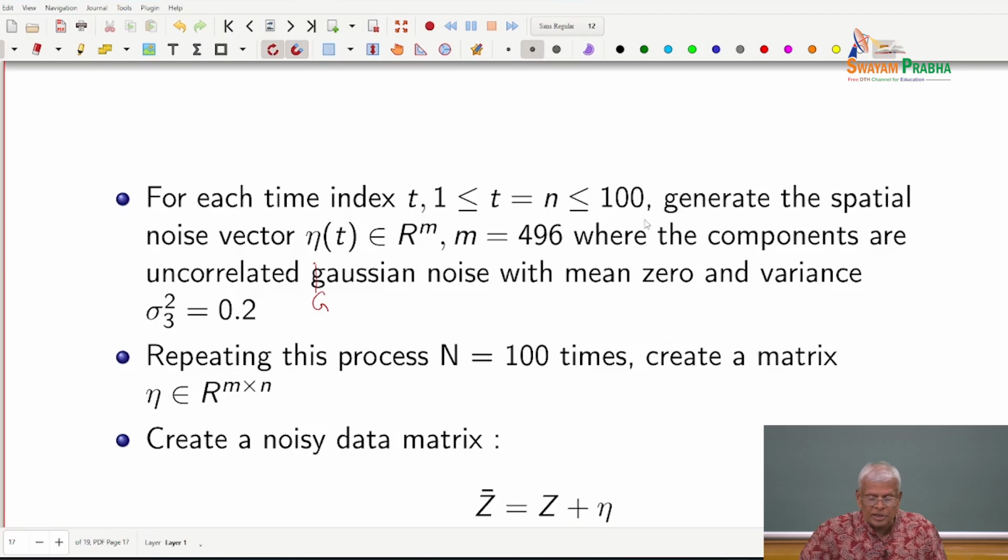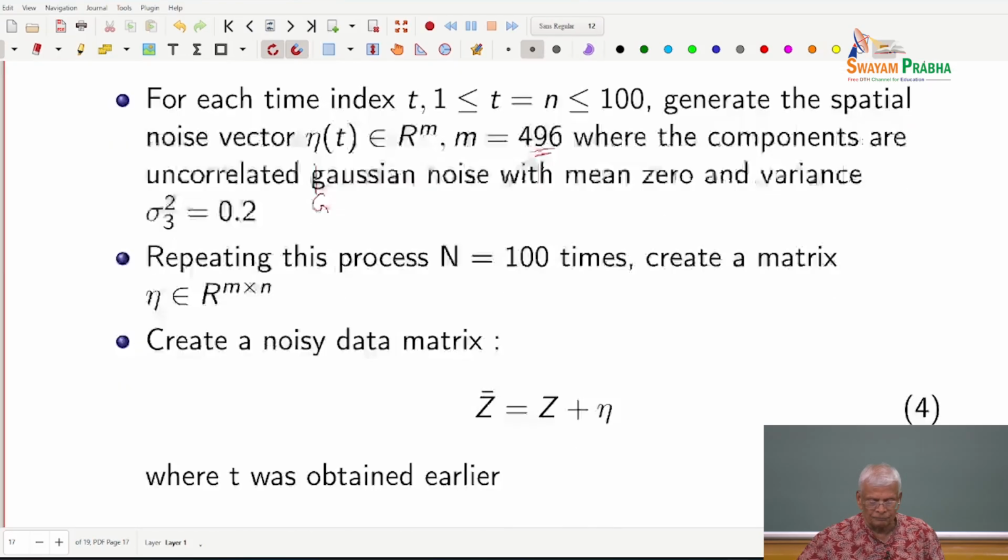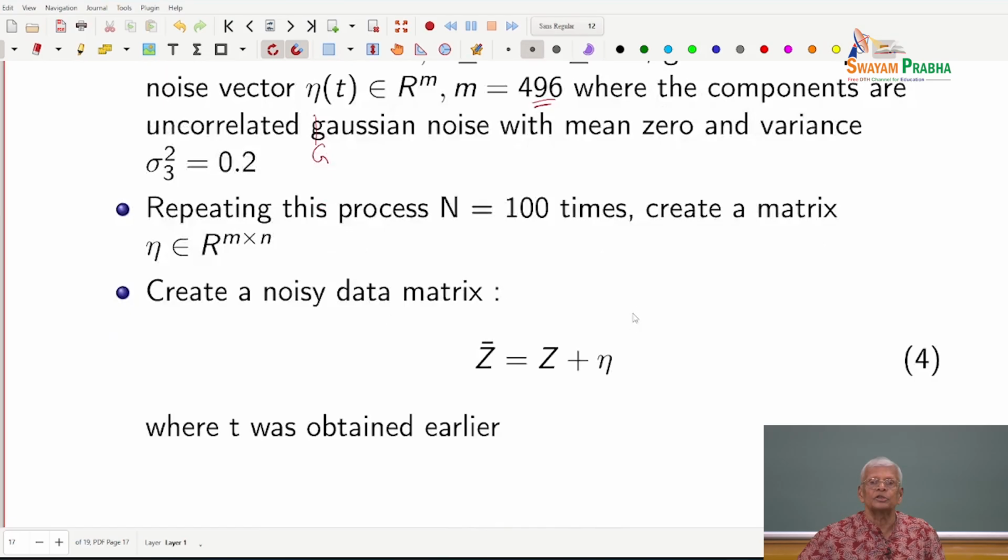So at t equal to 1, you generate this vector. You have a Gaussian random number generator, and you get the Gaussian variable eta. You call it 100 times, I'm sorry, you call it 496 times, you get a vector. You add it to the first column of the signal, so you get signal plus noise. And repeat this 100 times. Create a matrix of noise, which is m by n. Now create a data matrix, which is noisy.